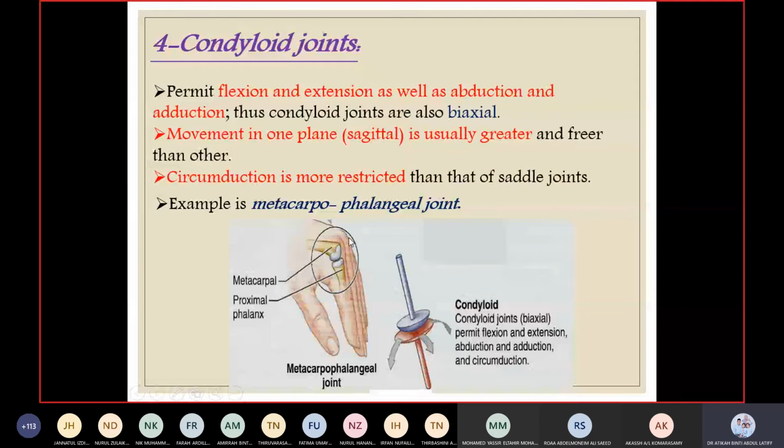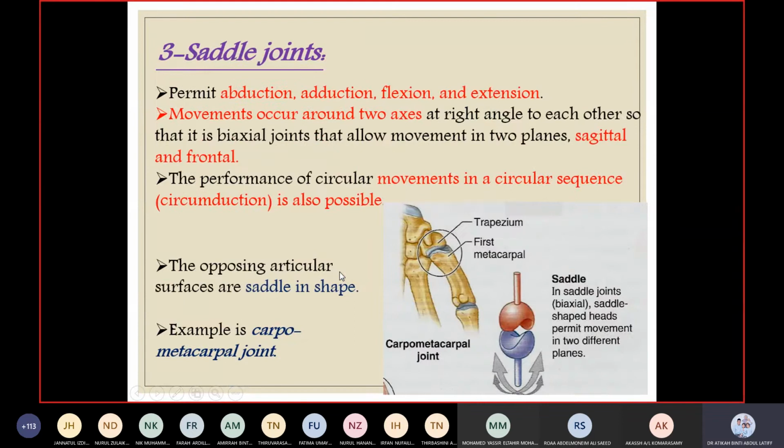For example, here between your metacarpal and phalanx. The metacarpal is the bone that makes up part of your hand, and the phalanx is your fingers. Here at the metacarpophalangeal joint, you can do flexion, extension, and you can abduct and adduct, but you cannot do circumduction with the joint. You can try all these movements.